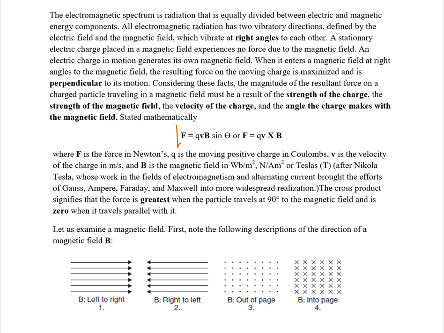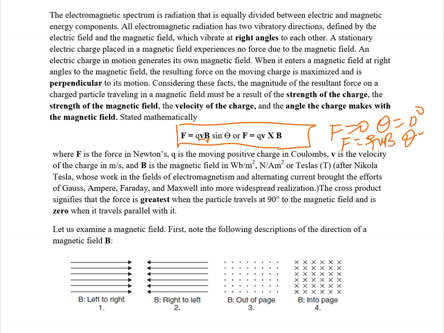As you see, F is equal to QVB sine theta, and F becomes 0 where theta is equal to what? 0 degrees, because sine 0 is 0. That means the velocity and the magnetic field are parallel. And F is equal to QVB where theta is equal to what? 90 degrees. That means it becomes maximum when theta is equal to 90 degrees.